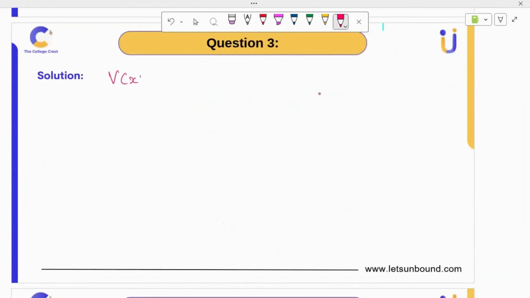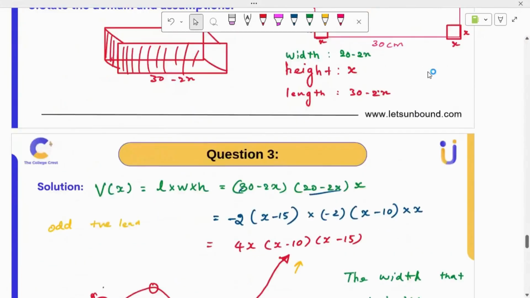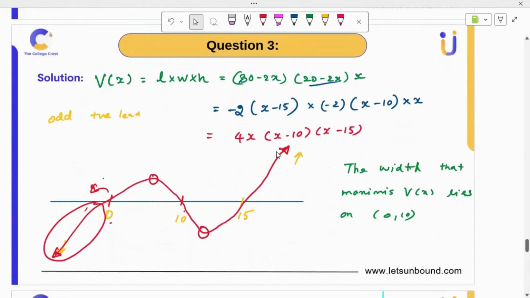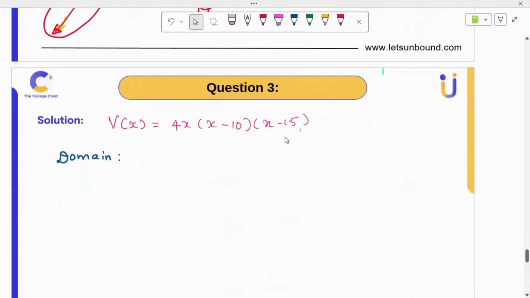So domain, what is your v of x? 4x, x minus 10, x minus 15. How will you assume the domain? Your length, width, height, everything is greater than 0. So what we assumed in the original sketch, 20 minus 2x, 30 minus 2x.